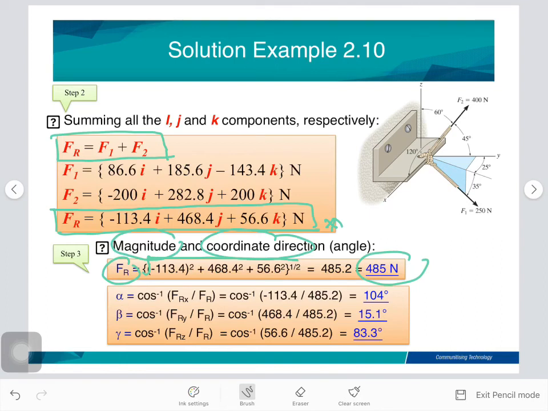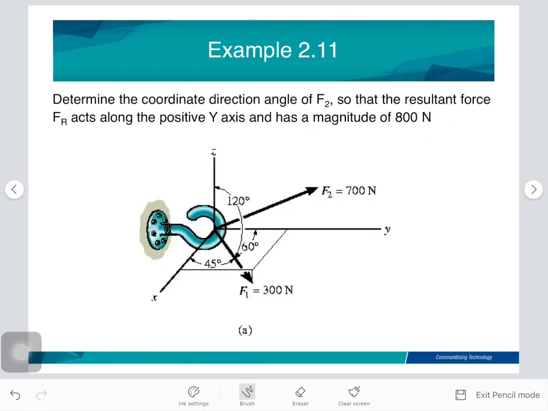And next you can find alpha, beta and gamma. This is the answer for alpha, beta and gamma. You just substitute into the equation. You got it? Next, example 2.11. Here, determine the coordinate direction angles of F2 so that the resultant force FR acts along the positive y-axis and has a magnitude of 800 Newton.